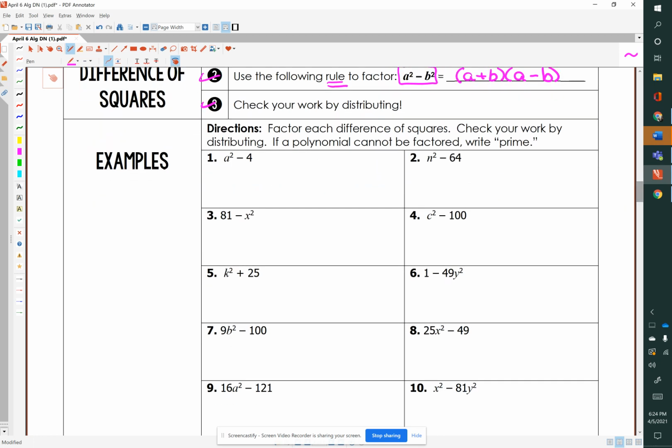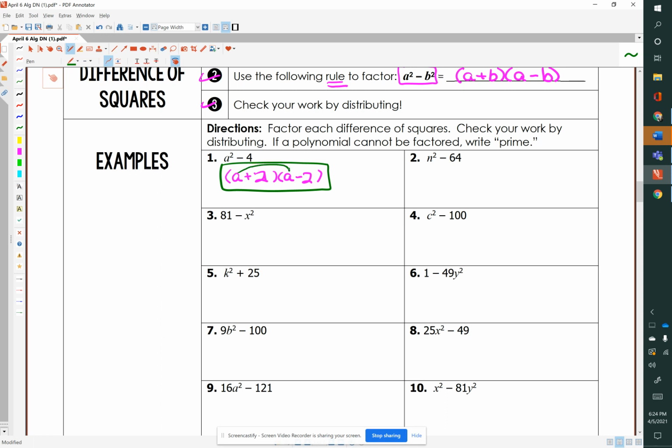So a squared minus 4 would be, okay, we need two sets of parentheses, a plus 4, a minus 4. I'm sorry, 2. Can't believe I said 4. I meant to say 2. So a plus 2, a minus 2. So this is the answer, okay? But what we want to do is check by distributing.